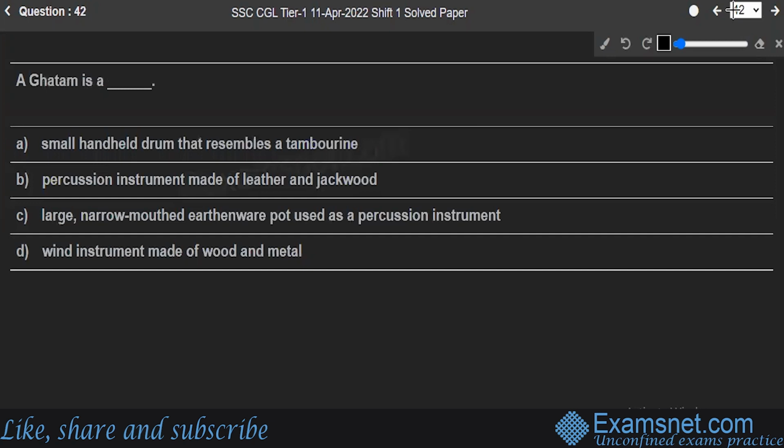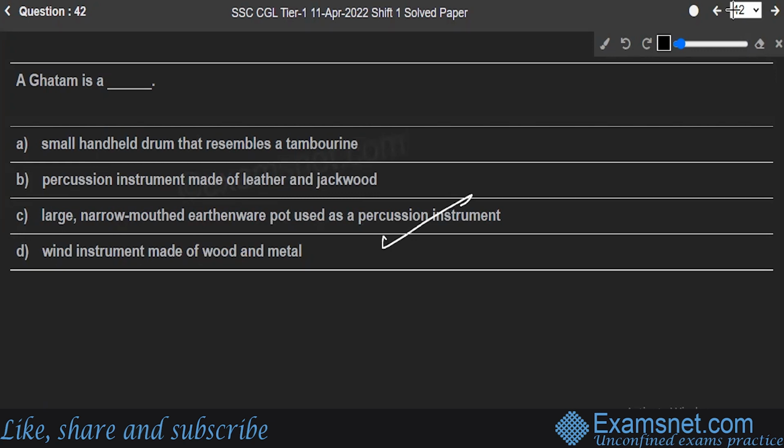A ghatam is a small handheld drum that resembles a tambourine, a percussion instrument made up of leather and jackwood; a large narrow-mouthed earthenware pot used as percussion instrument; or a wind instrument, option D, a wind instrument made up of wood and metal. What do you think the correct answer for this question is? Yes, it is option C, large narrow-mouthed earthenware pot used as percussion instrument.